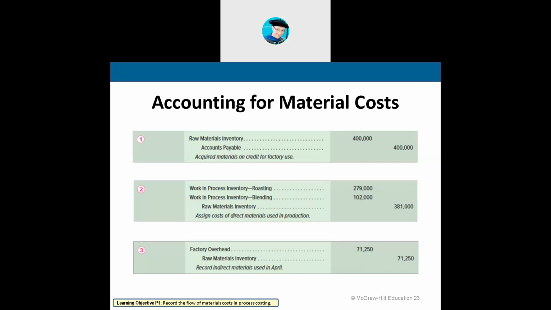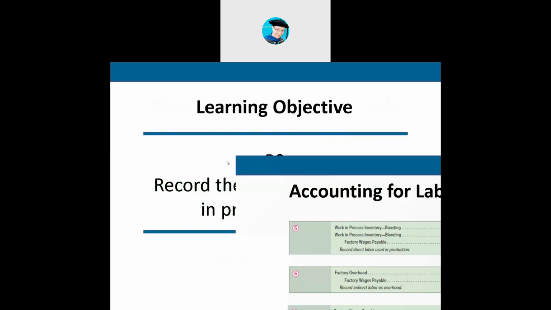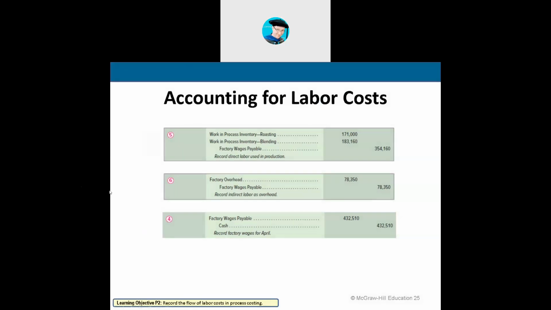Of course, the third step is to apply your factory overhead. Because remember, at each department, we have materials, labor, and additional factory overhead. It keeps adding up and adding up and adding up until it becomes a finished product. It's the physical flow. We do the same thing for labor.